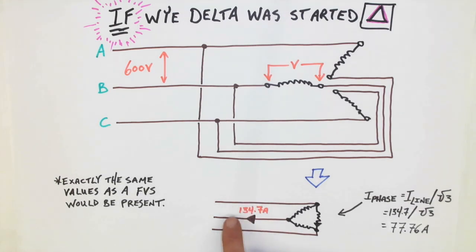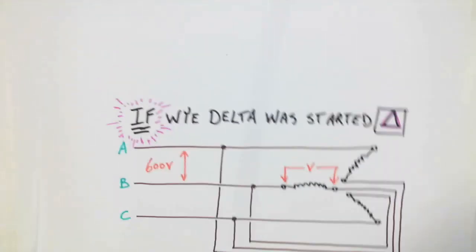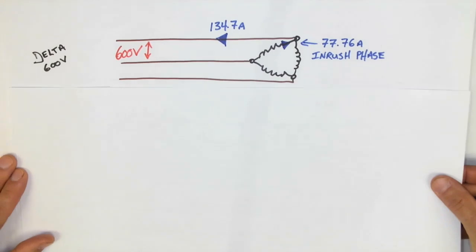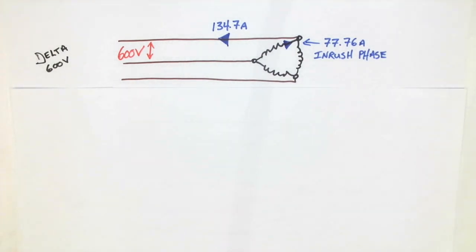Now, track with me here, 134.7 amps is the full voltage start inrush current. What would the phase value be then, the value of current that's flowing through each one of those windings? Well, the phase current would be equivalent to the line value divided by √3, and that'd be 77.76 amps, wouldn't it? Okay, so if we took that information and said, okay, well, 77.76 amps inrush phase value.